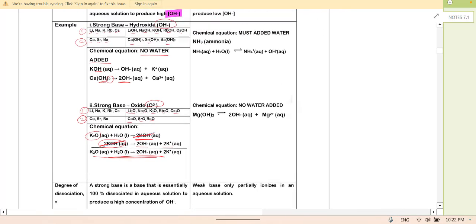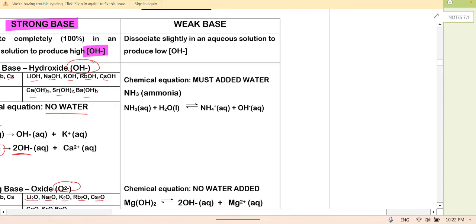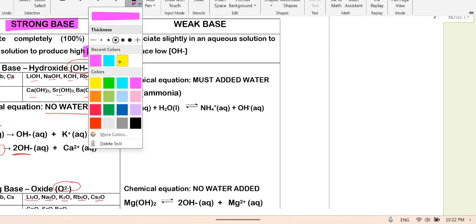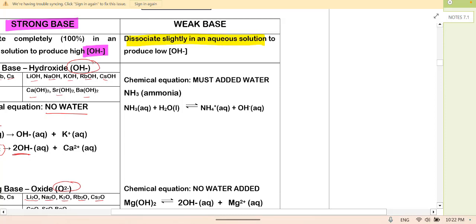Similar to weak acid, weak base only dissociates slightly. So for weak base, we will use a reversible arrow. The famous weak base is ammonia, NH3. We can clearly see that NH3 has no OH. You cannot see OH minus, you cannot see the hydroxide. So that's why it is compulsory to add water in the dissociation equation.